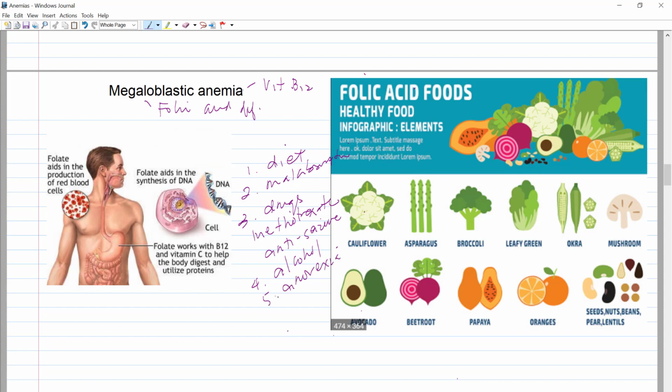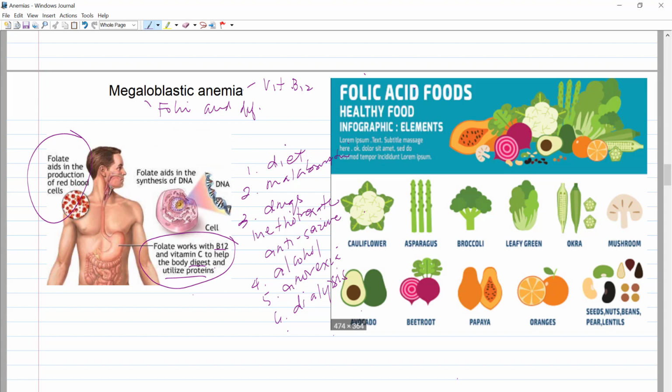Okay, so again, alcoholism, anorexia, and dialysis. So any patients who are in dialysis treatment can affect folic acid absorption. So why is that? Because folic acid or folate aids in the production of RBCs, and you've learned that earlier. Okay, and it works with vitamin B12 and vitamin C to help the body digest and utilize proteins. As you can see, this folic acid is very, very important. Any deficiency of it can affect vitamin B12 levels and also vitamin C levels, and it will affect the digestion, okay, and the protein levels.